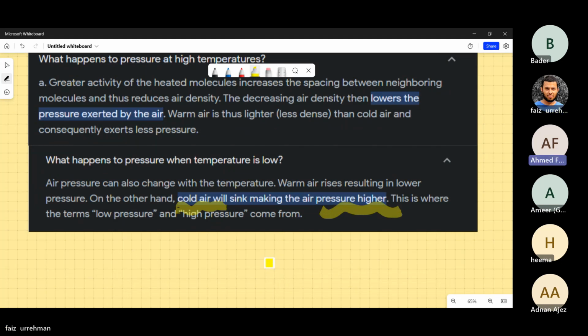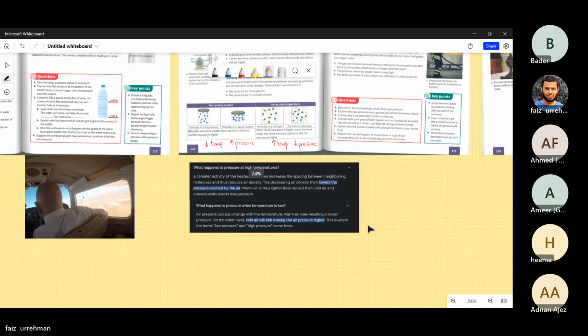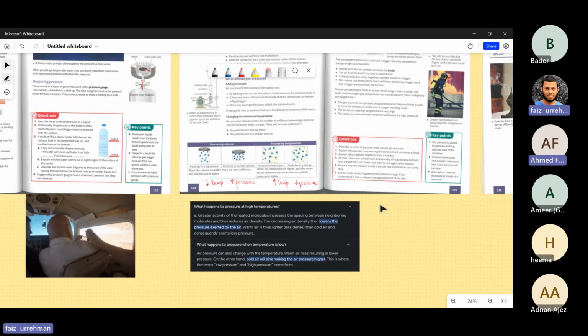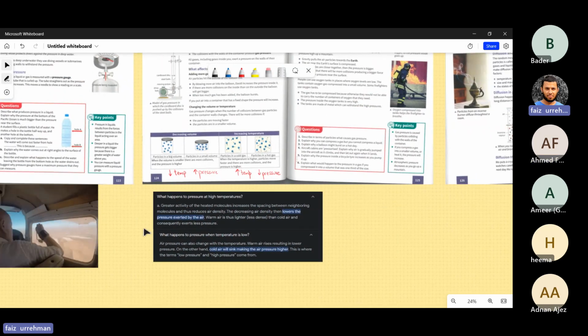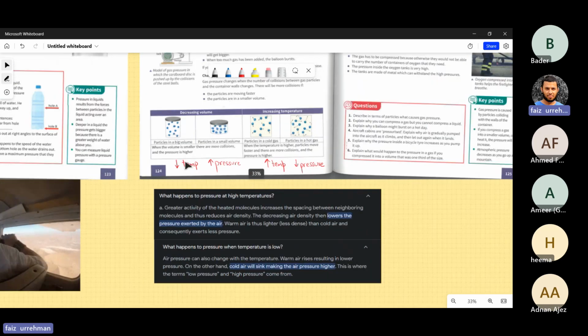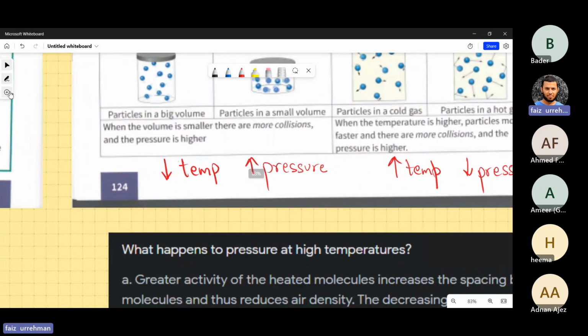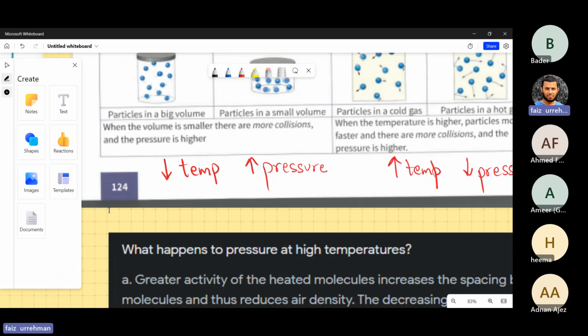Also Mr., most of the times at the exam, if you write different from the book, they will minus you from your marks. So I suggest you ask your teacher this question: what is the relation between temperature and pressure? Ask him this question on WhatsApp or wherever you want.